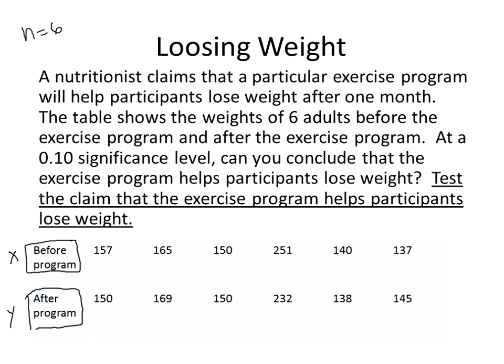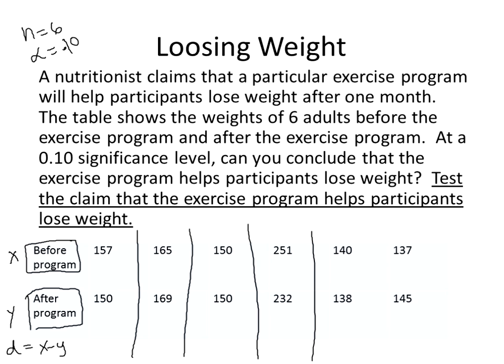All right, the next thing I need to do here, it says at a 0.05 significance level, so that means alpha is actually 0.10, it says. At a 0.10 significance level, can you conclude that the exercise program helps participants lose weight? Okay. So I have to calculate the difference. So I'm going to go ahead and put D here. So remember the differences, that's X minus Y. So I'm going to construct a table here. And at the bottom, I'm going to go ahead and put my differences.